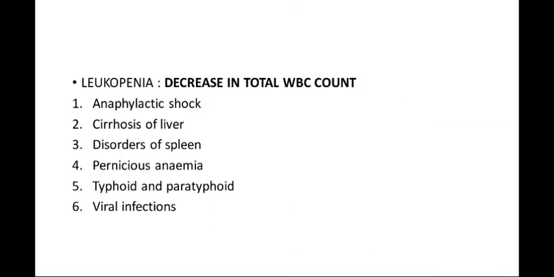Now we will see leukopenia. Leukopenia is decrease in total WBC count. It occurs in the following pathological conditions. Number 1, anaphylactic shock. Second, cirrhosis of liver. Third, disorders of spleen. It also occurs during pernicious anemia, in typhoid and paratyphoid, and in viral infections.